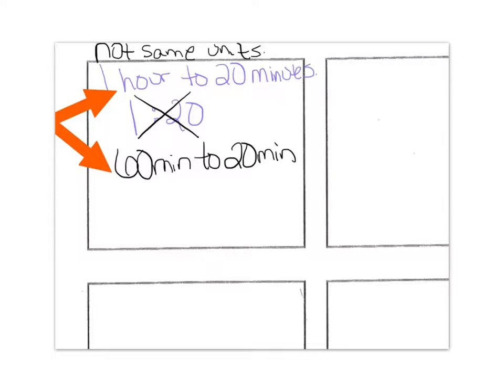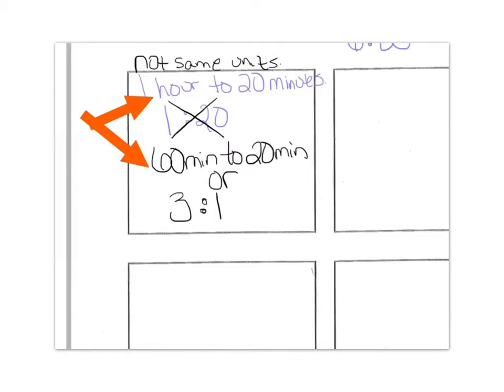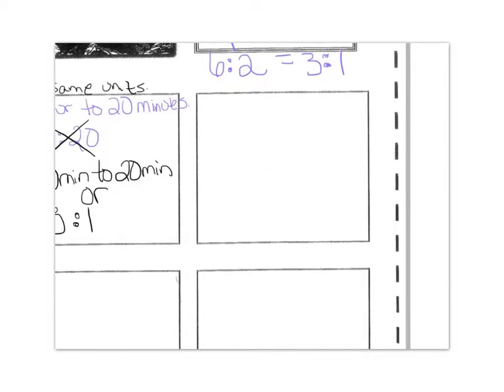Now, is that in simplest form? I know that you know that it is not. So we need to divide both of those by 20, and our actual ratio is a 3-to-1 ratio. All right, you guys are doing a great job, I can tell.